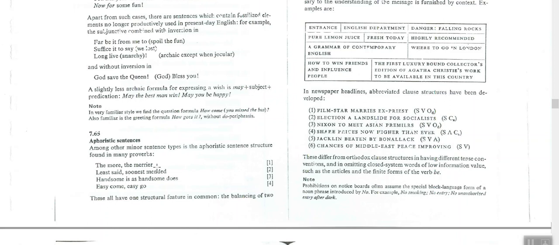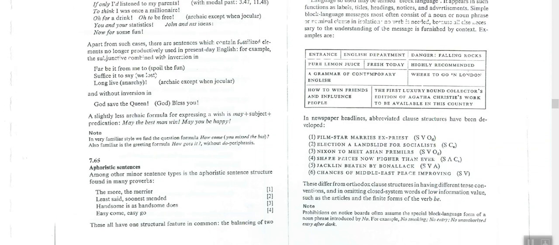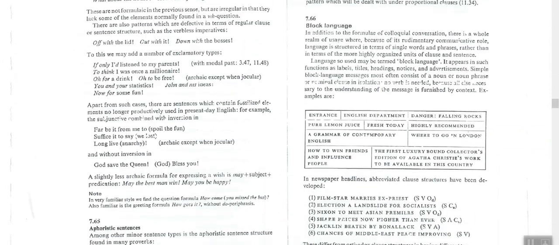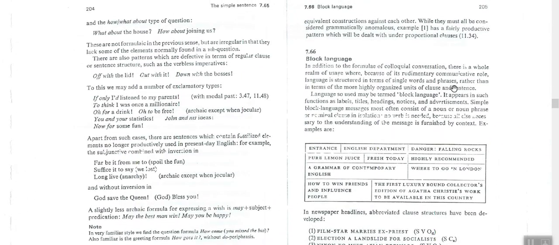Least said, soonest mended. Handsome is as handsome does. Beauty as beauty does. Easy come, easy go. You can see these all have one structural feature in common: the balancing. This is aphoristic sentences: the balancing of two equivalent constructions against each other. There are two structures, and there is balance between them.